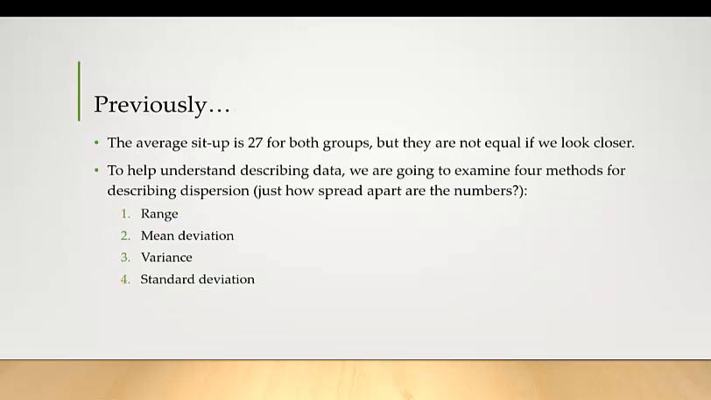So that's what we're going to look at. And we're going to see that describing dispersion, measures of dispersion, is a better way to describe our data than simply looking at central tendency. So those four ways that we're going to look at are the range, the mean deviation, the variance, and the standard deviation. And so let us start by looking at the range.